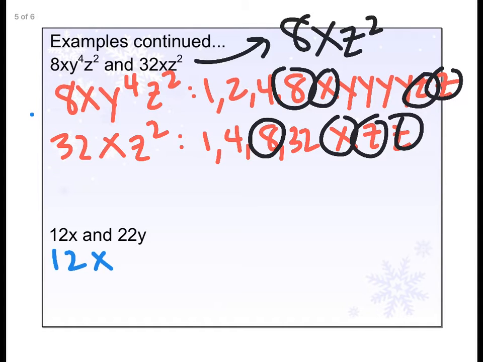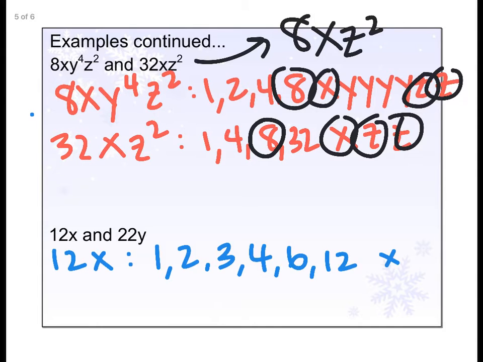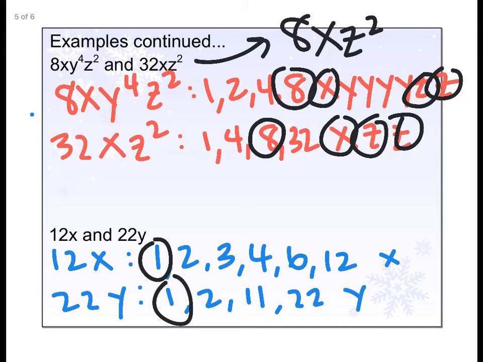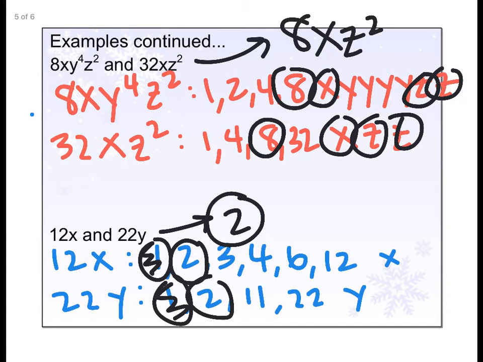For our next one, we have 12x. For 12, I can do 1, 2, 3, 4, 6, and 12. And then my 1x. 22y, can do 1, 2, 11, 22, and 1y. Biggest thing they share here, they share a 1. Oop, my bad, that's incorrect. They share a 2 is the biggest number. And then they don't share any variables because one has an x and one has a y, so those are different. So the GCF of 12x and 22y is 2. That's the biggest factor they both have.